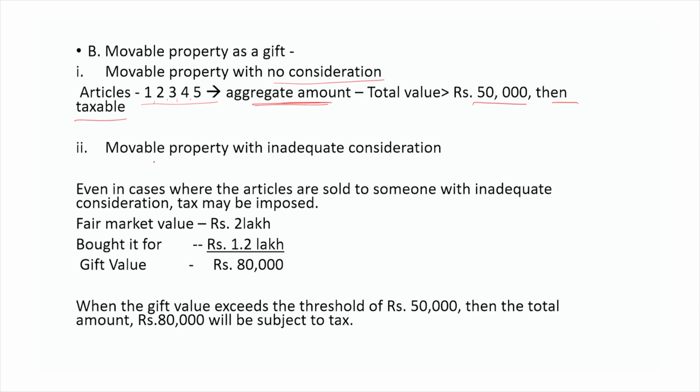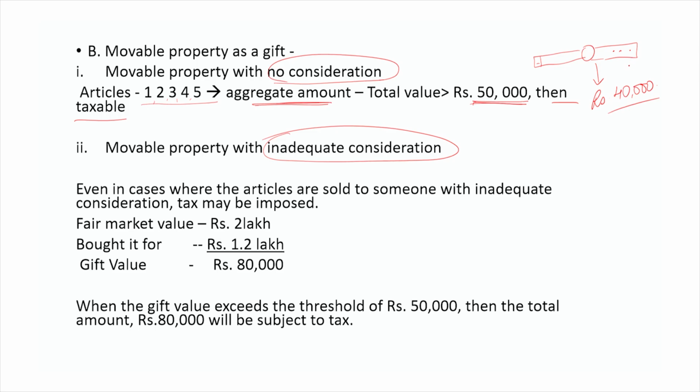And then you have this provision wherein we talk about movable property with inadequate consideration. So the first thing was no consideration, and over here we are saying inadequate consideration. So let's say, for example, you have that watch, right? So your watch is, let's say, worth rupees 40,000. And that is the only movable property that you have received as a gift. You've received nothing else in the year. So can we say that you are liable to pay tax on it? No. Why? Because the value of the watch is lesser than 50,000.